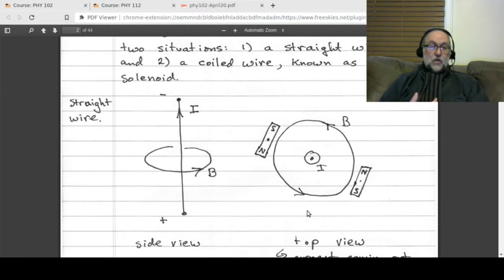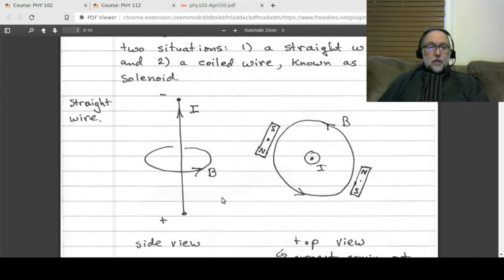Before I give you the formula for this, I have to tell you about the direction in which the circulation occurs. Because magnetic fields are chiral fields, they have a right-handedness to them. There's this right-hand rule, and it's applied in many different places. There are different variations of the right-hand rule. In this particular situation, you take your right hand and point your thumb in the direction of the current.